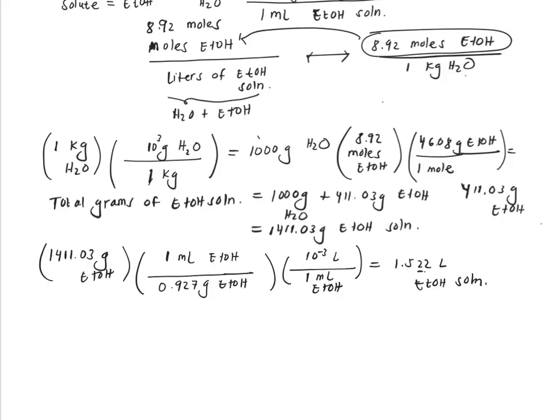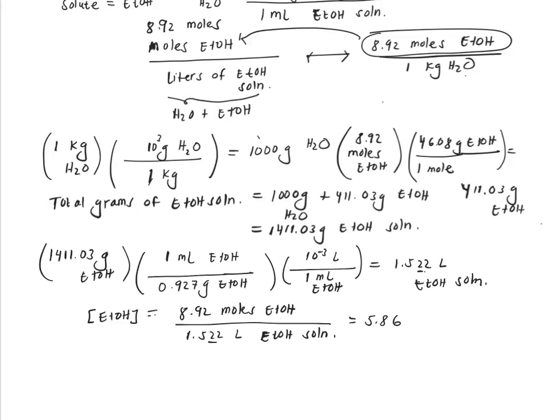I put a line underneath the 2 because we're going to leave off at 3 significant figures. Okay, so now we can determine the concentration or the molarity of our ethanol by taking 8.92 moles of ethanol and dividing it by 1.522 liters of ethanol solution. So this will equal 5.86 molar.